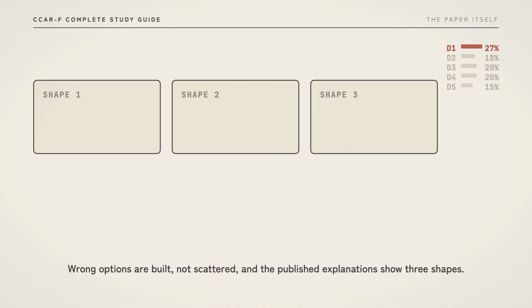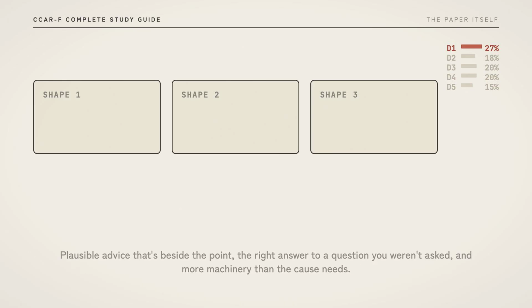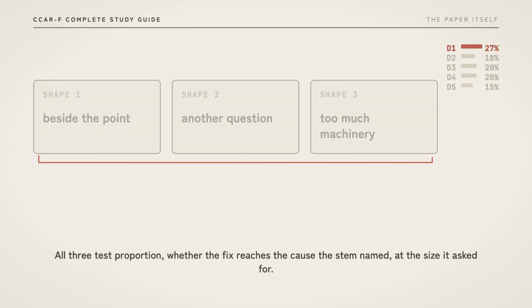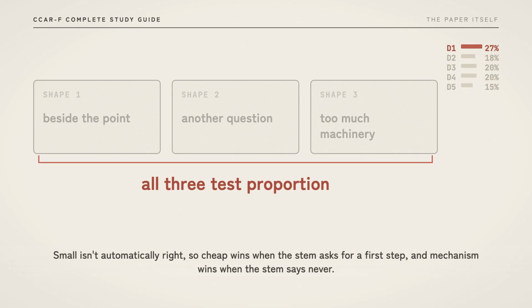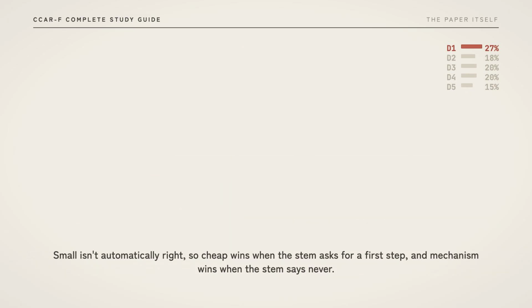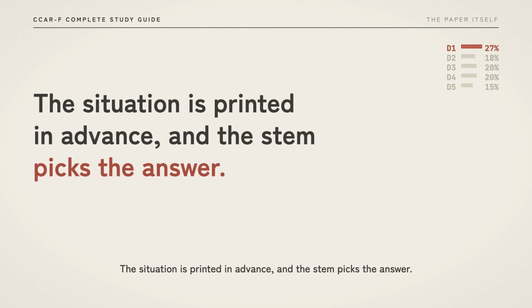Wrong options are built, not scattered, and the published explanations show 3 shapes. Plausible advice that's beside the point, the right answer to a question you weren't asked, and more machinery than the cause needs. All 3 test proportion, whether the fix reaches the cause the stem named at the size it asked for. Small isn't automatically right, so cheap wins when the stem asks for a first step, and mechanism wins when the stem says never. The situation is printed in advance, and the stem picks the answer.